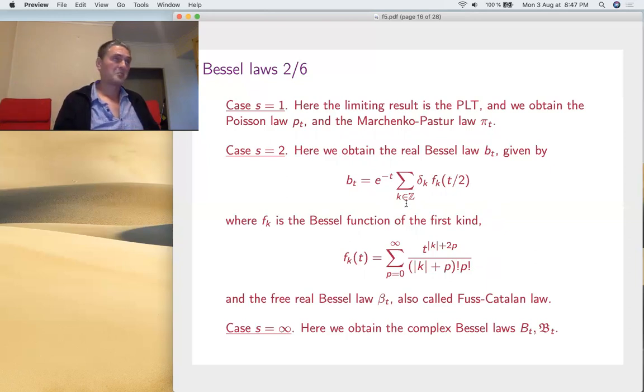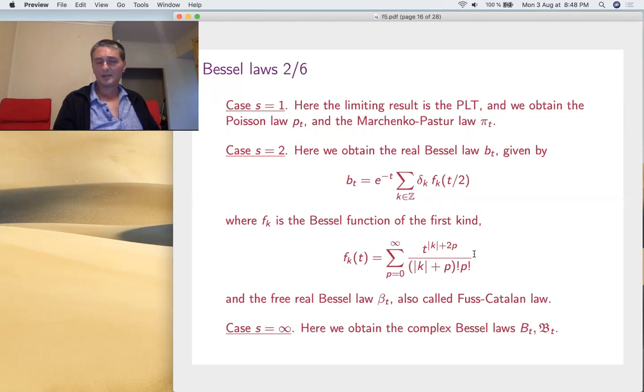Remember, these are characters, let's say, of the hyperoctahedral group. So yeah, it's supported by Z, and the density is given by this weird function here, which is not very weird. It's the Bessel function of the first kind, if you ask people around. So it's something well known in analysis. So that's why we call these Bessel laws. So the analogue to the classical law is the Bessel law. And in general, we get a kind of generalization of this, which is also called Fuss-Catalan law. In free probability these are kind of known too. We'll be back to that in a minute.